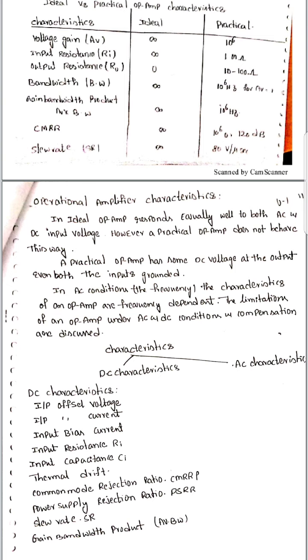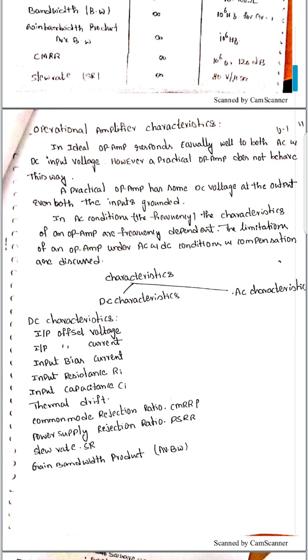for Av equal to 1. Gain bandwidth product is ideal infinity and practical 10 to the power of 6 hertz. CMRR is ideal infinity, practical 10 to the power of 6, that is 120 dB. Slew rate ideal is infinity, practical 80 volts per microsecond.